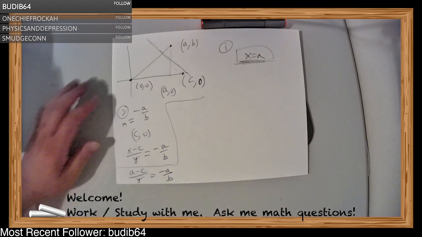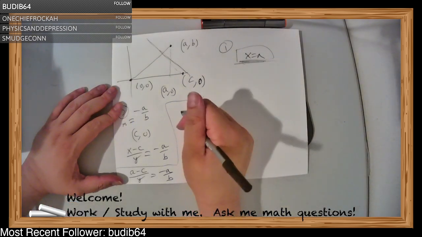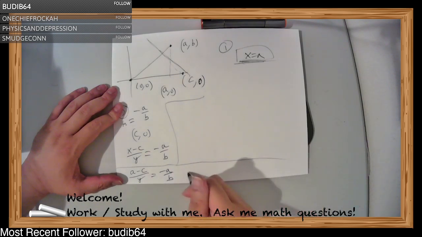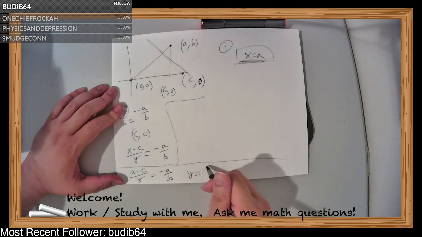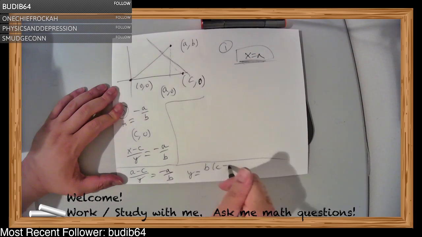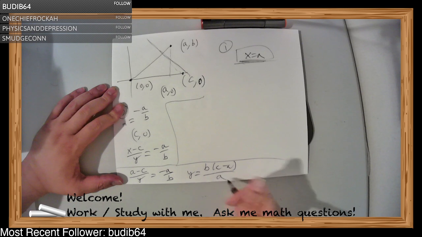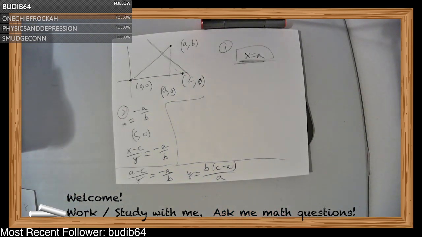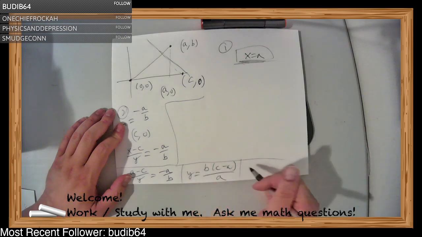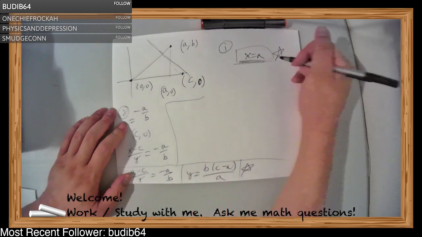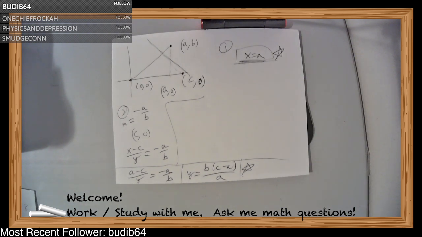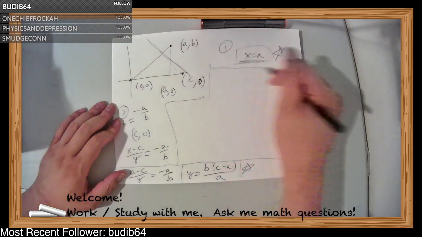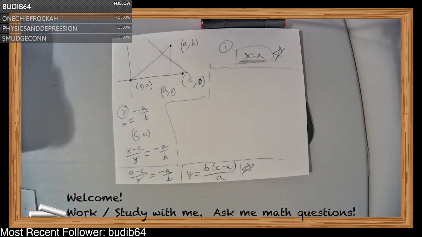Wow, this is going to be messy. So it's going to be y equals b times c minus a over a. Wow. Okay, so this is the y coordinate. We'll put a little star here. Here's the x coordinate, star there. Wow. Now we've got to see if that other line intersects. Okay, well, it's possible, but it might take a bit.